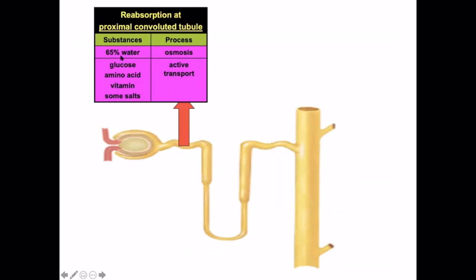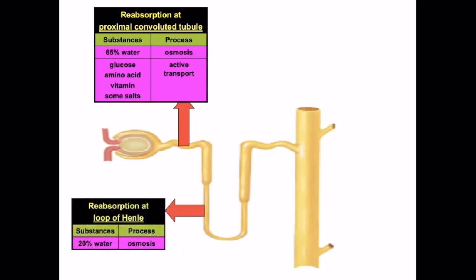For example, the first one, water. Water will be reabsorbed from the proximal convoluted tubule to the blood capillary by osmosis. Remember, anything that involves water, the process is called osmosis. While the glucose, amino acid, vitamin, and some salt will be reabsorbed back by active transport. So this is the name of the process and this is the substance that will be reabsorbed in the proximal convoluted tubule.